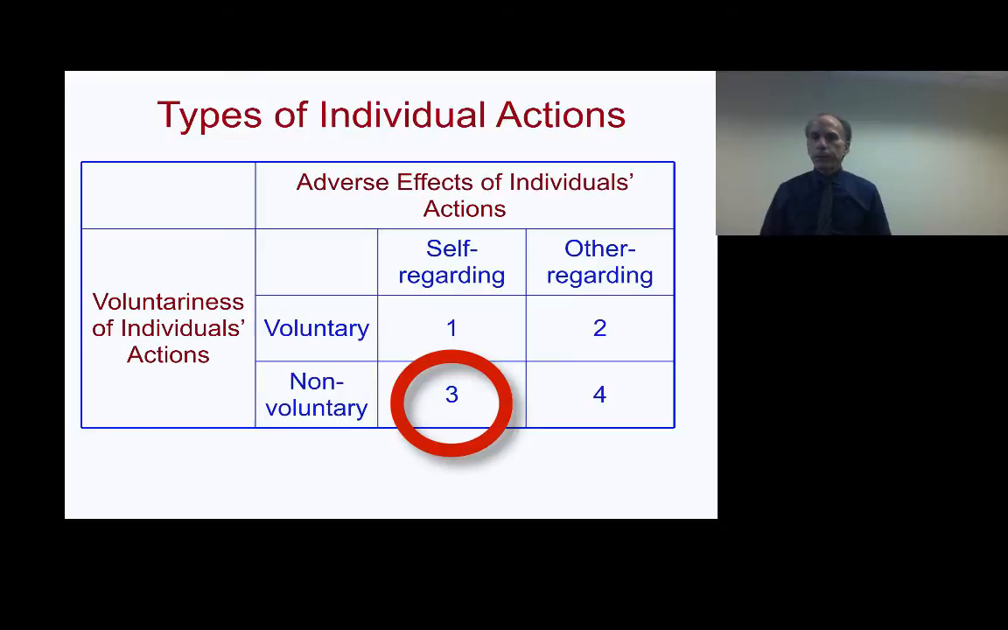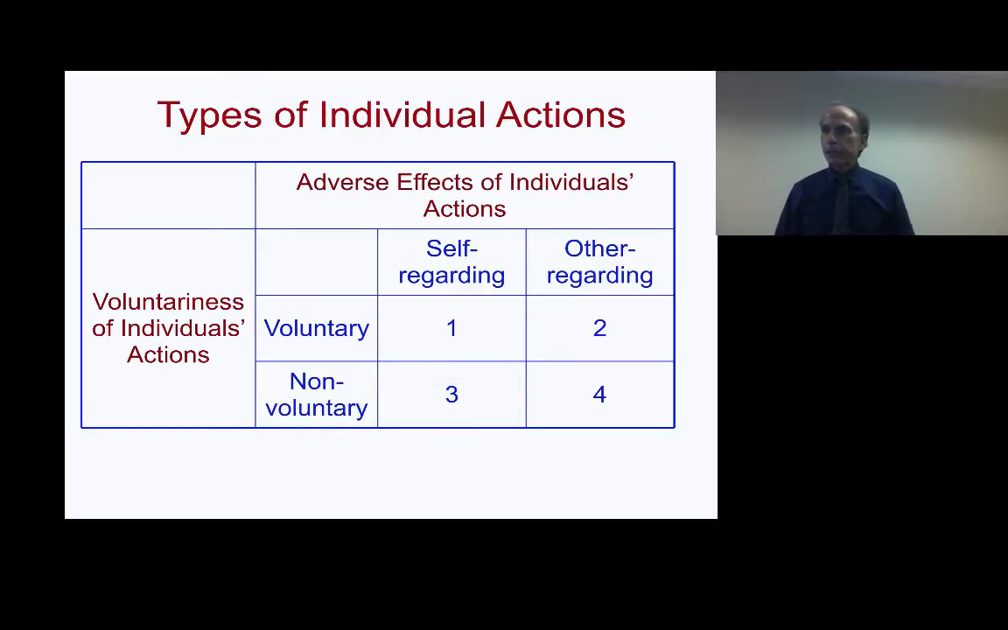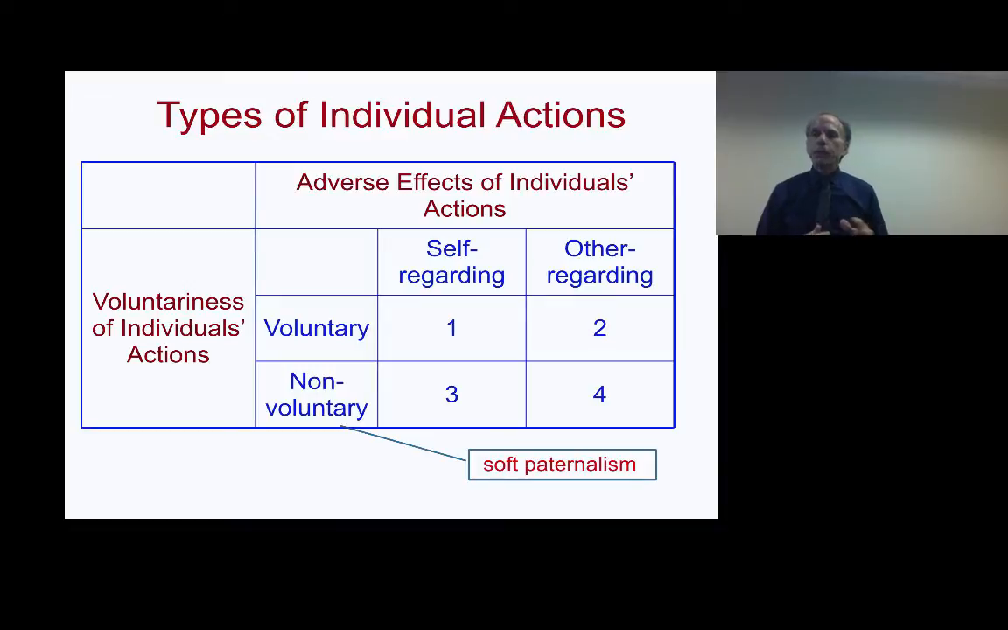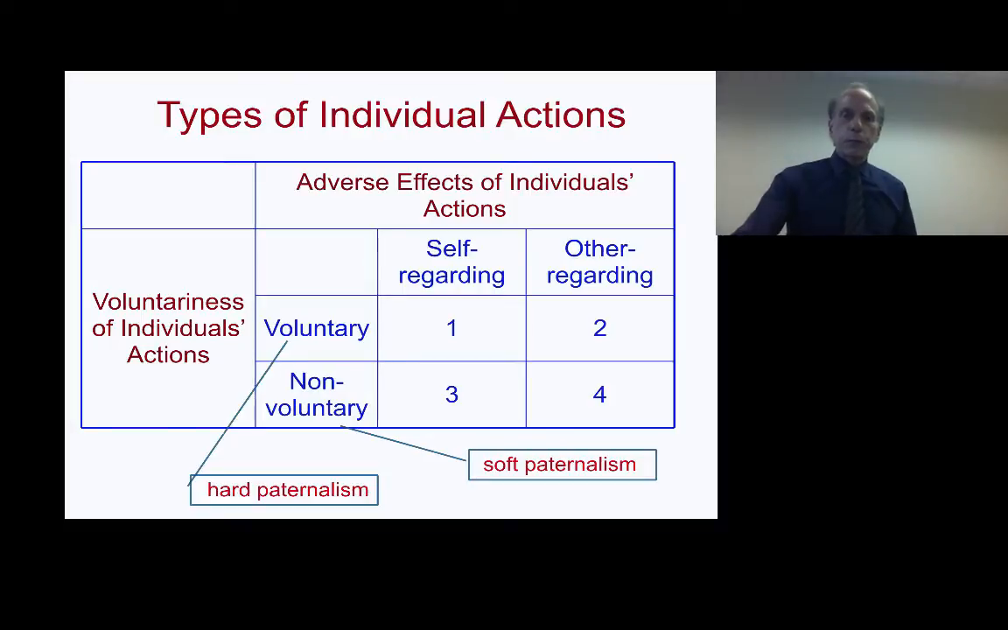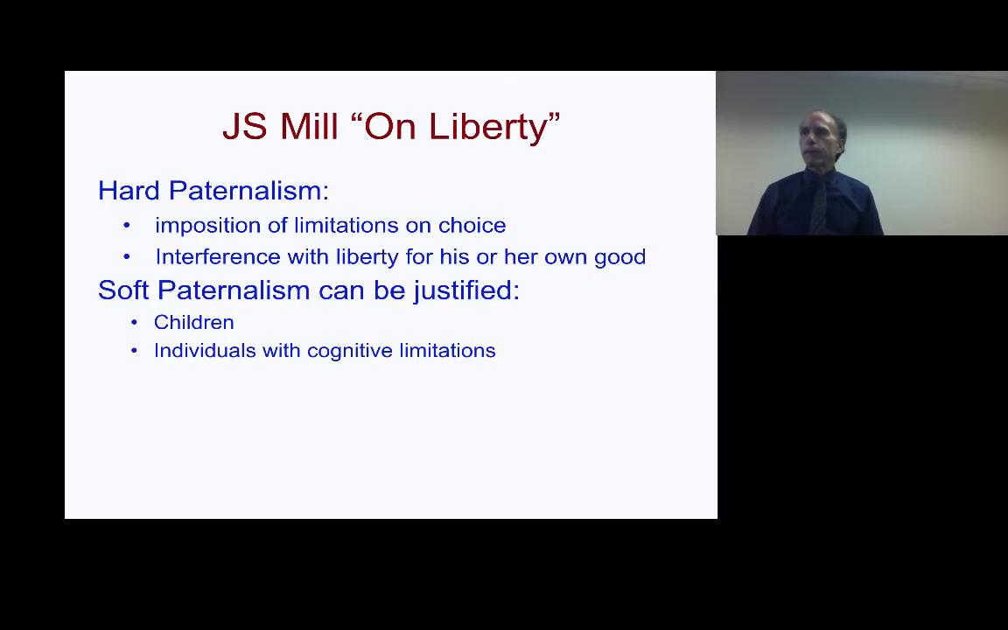Regarding box 3, if an action solely has self-regarding effects but is non-voluntary, then Mill thought that it would be appropriate to interfere with that action. This would be labeled soft paternalism. However, if someone's action is solely self-regarding but is considered voluntary, Mill did not think that it would be appropriate to interfere with that person's action. And this would be called hard paternalism. To summarize, Mill would contend that hard paternalism would not be a justification for public health actions.